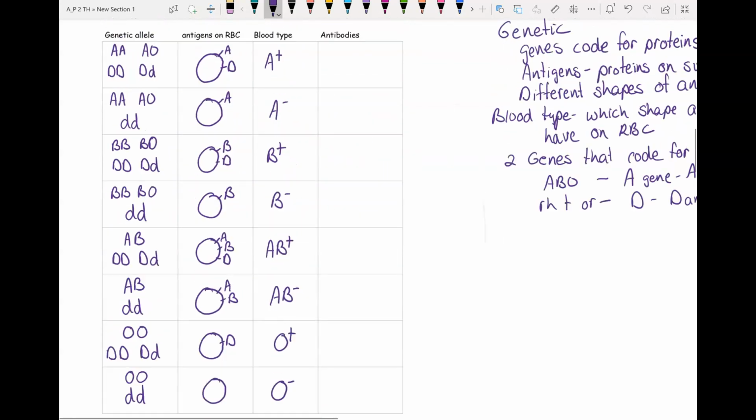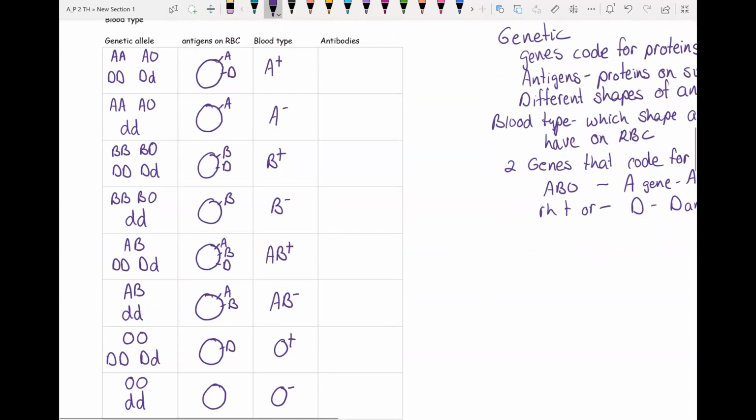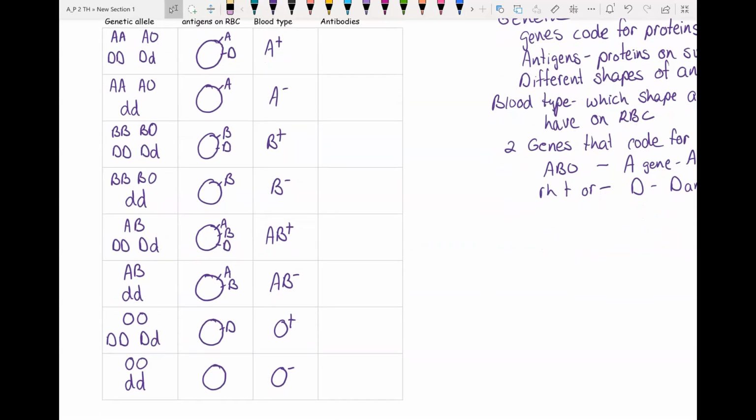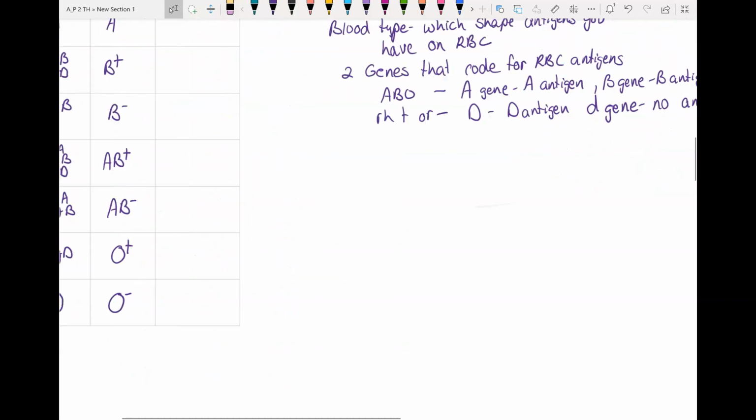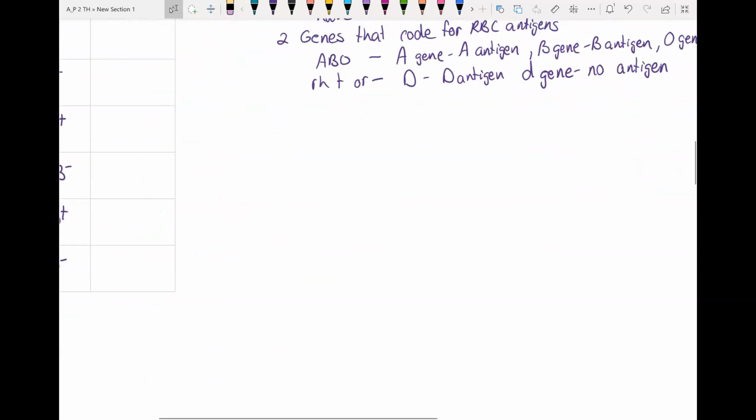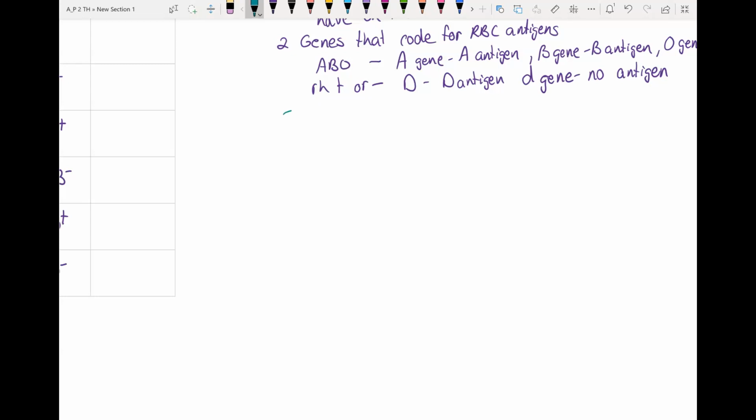So that's how you determine the blood type. It's based on which antigens you have, which are coded for by your genes. Now we can look at antibodies. Antibodies are made by your immune system against foreign antigens.